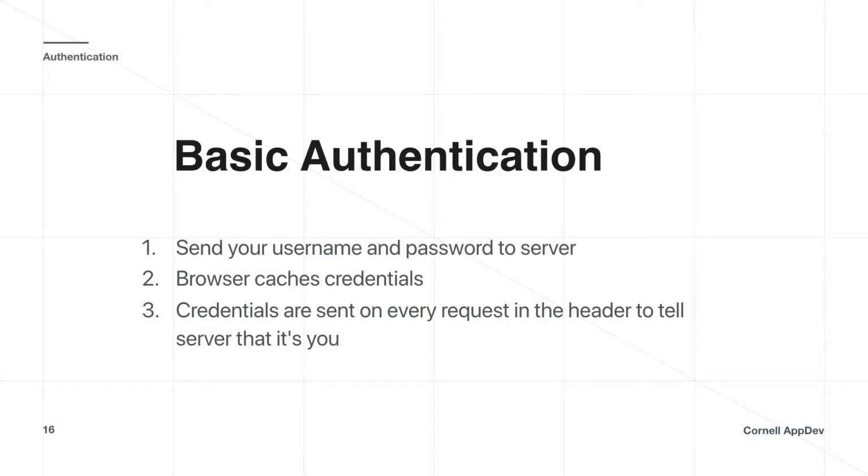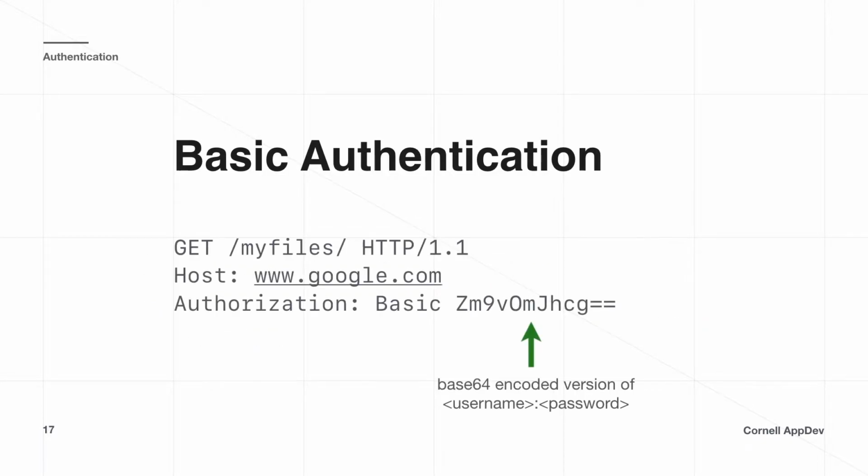So the general gist of how basic authentication works: first you're going to send over your username and password to the server. If your login is successful, then your browser is going to cache your credentials. So it's going to save your username and password for that site. So whenever you make a request to the header, like going to a page, the credentials are going to be sent with the request, saying, "Hey, it's Alicia that wants to get her posts."